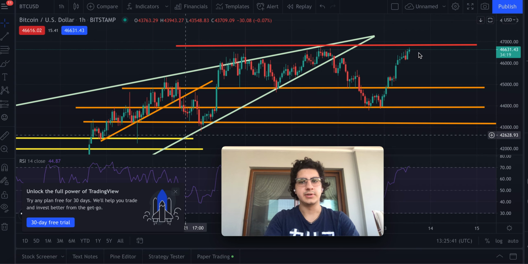And let's see what happens here. We may see a third double top. That could be a very bearish sign. But if it finds support in this region right here, this top line, passes it, and finds support on it, then we might see a huge movement upwards.